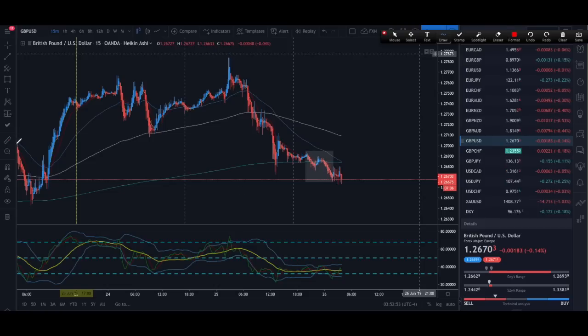So what's its range? It's about 30 pips almost.